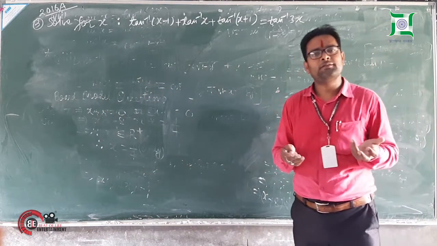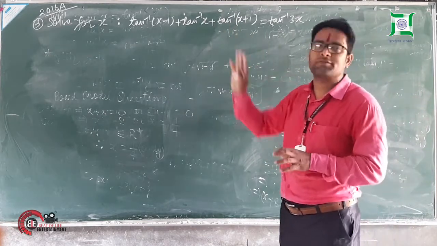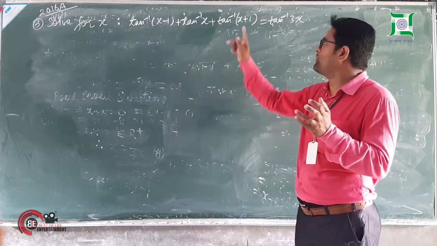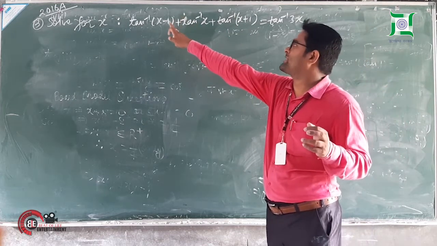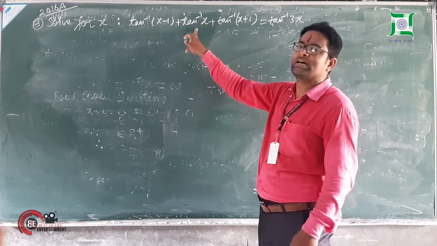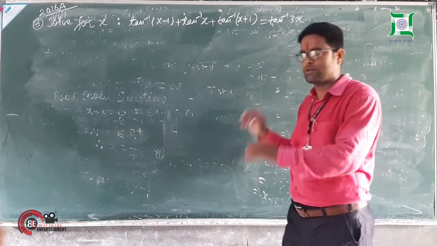How will you make the plan? First of all, you think about what is given, and in advance you think about what will happen and what you have to do. So tan inverse of x minus 1 and tan inverse of x plus 1, bring them together. And tan inverse of x and tan inverse of 3x, bring them together. Let us see.